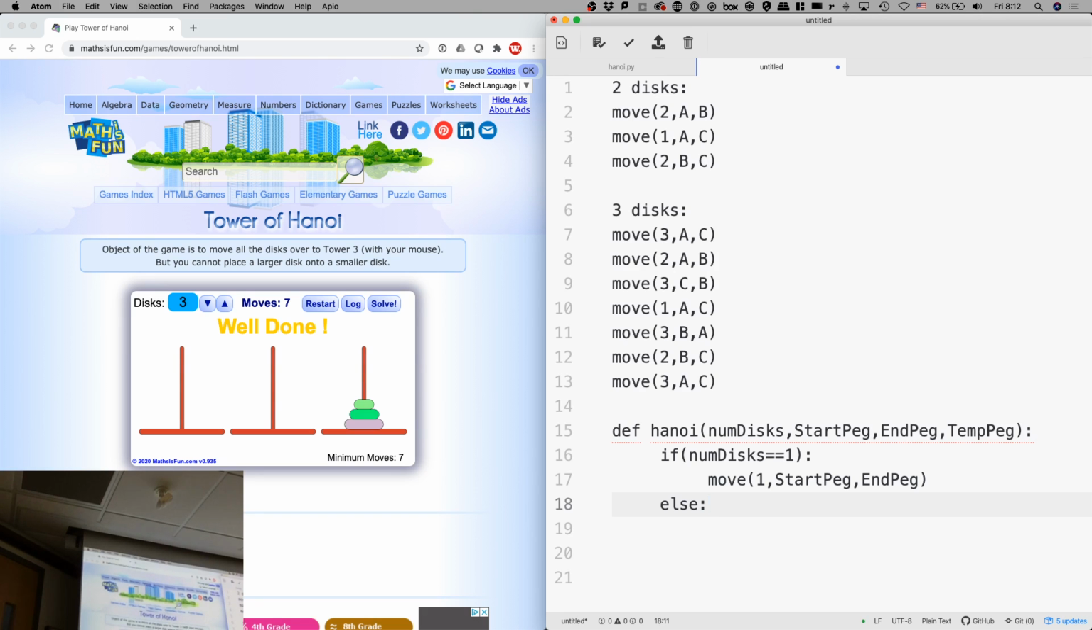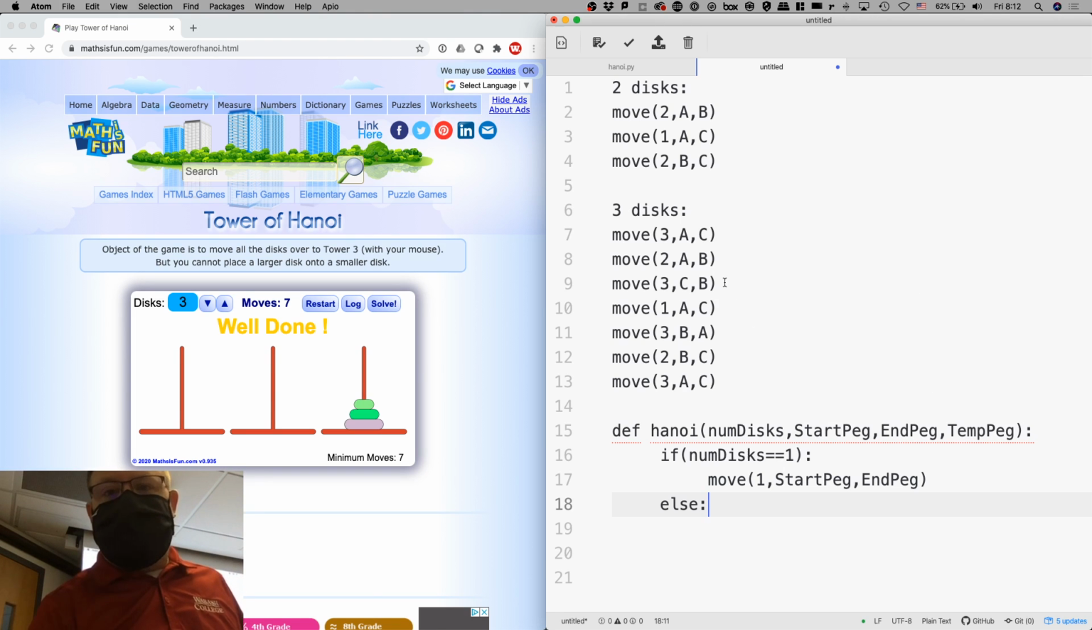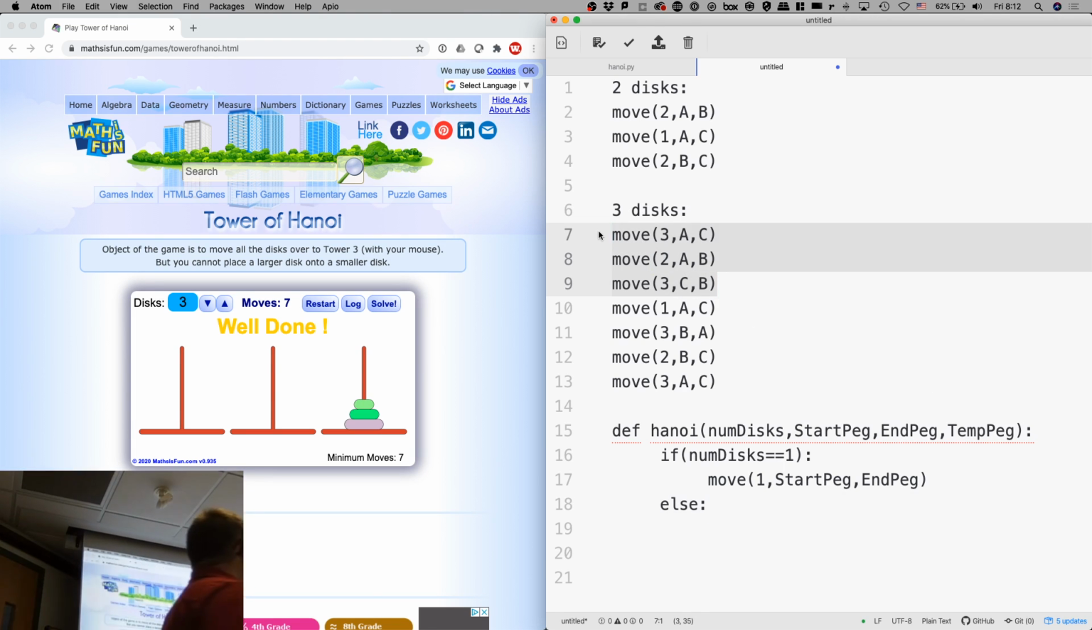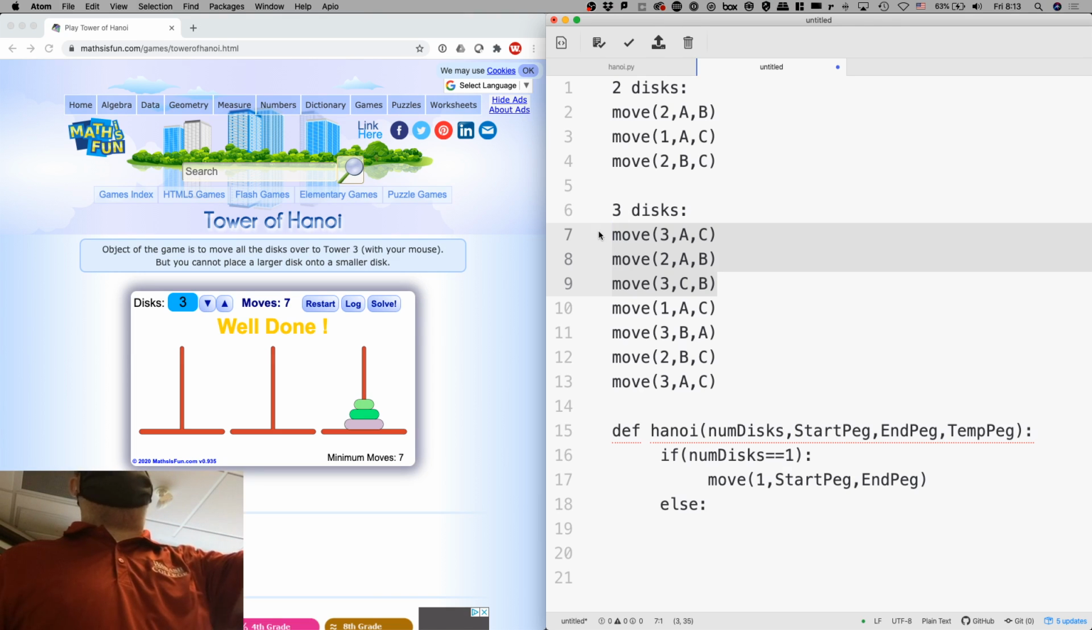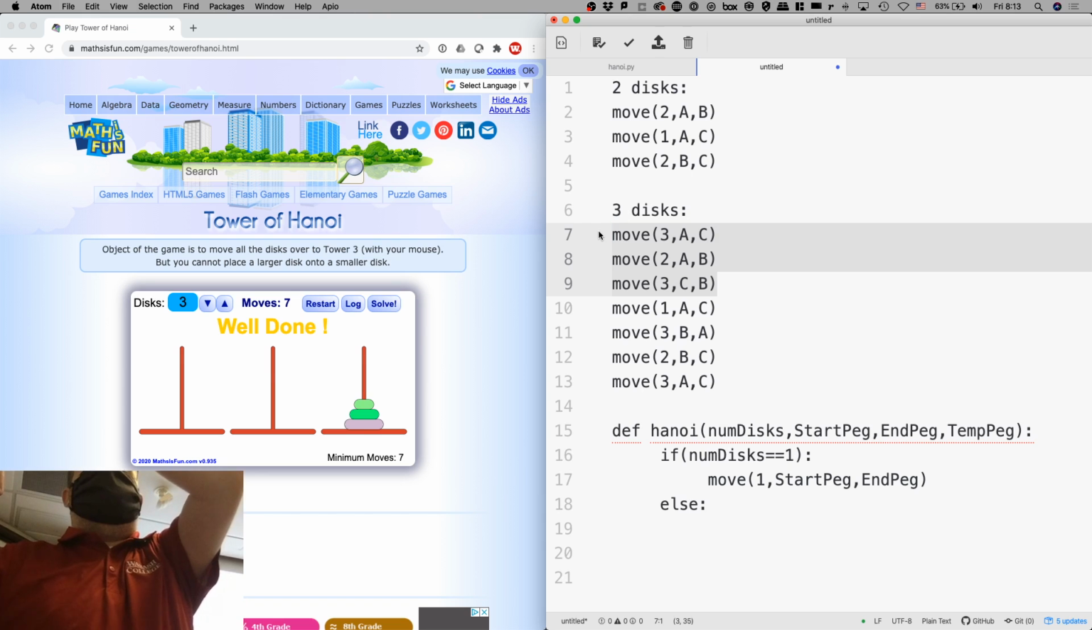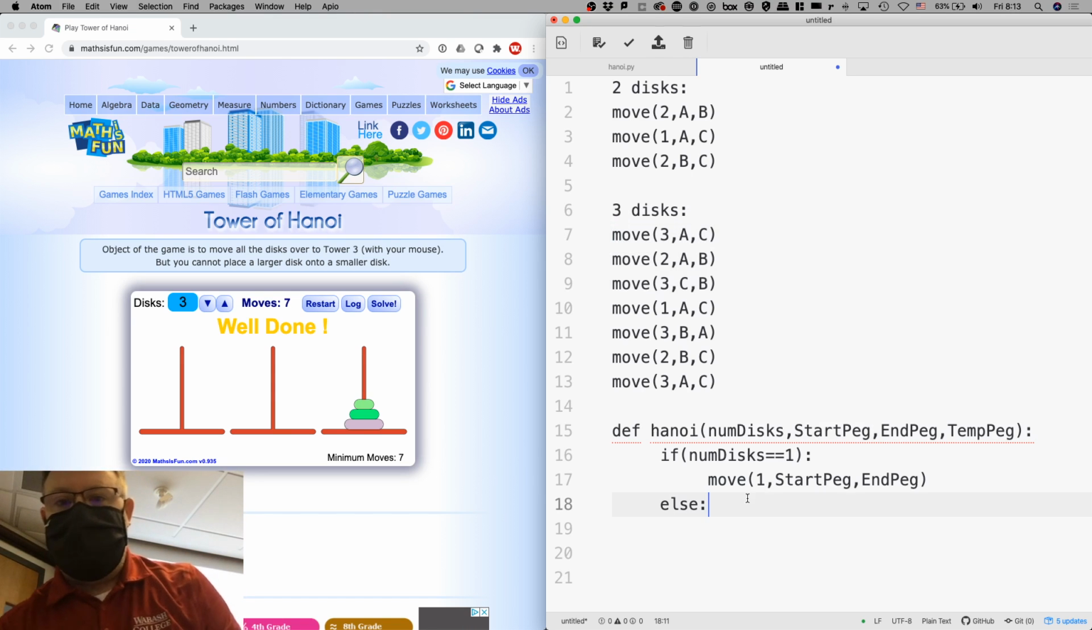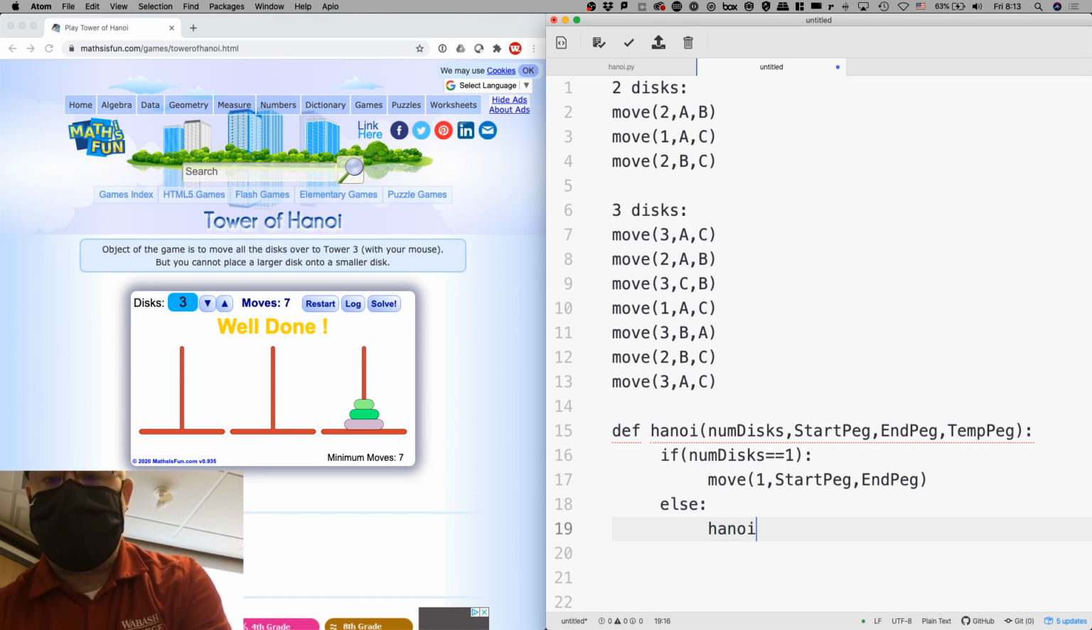Okay, so if there's more than one disk to be moved, then what do we need to do? Well, let's look at what we did up above. If there's more than one disk to move, let's say you've got 4 disks to move. How can we think about that? Let's take the top 3 and move them, then move the bottom one, then move the top 3. And so what we would have here would be Hanoi of.